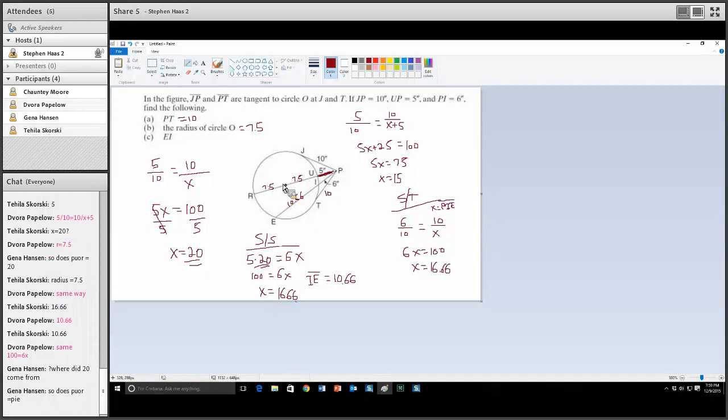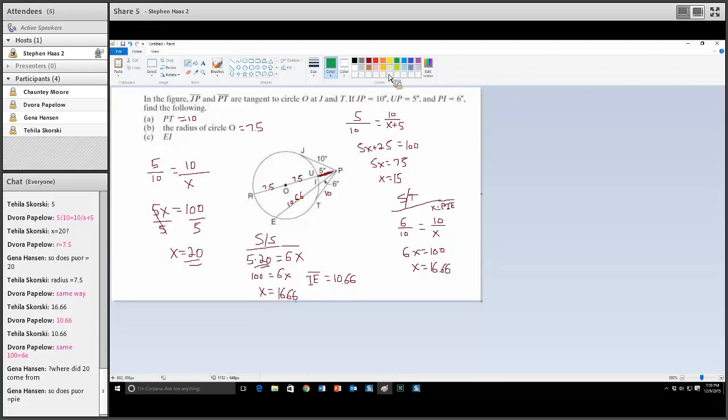No, PUR is not the same. They're both secants, but they're not equal to each other. They are proportional. If you multiply the external part times the entire thing, it will equal the external part times the entire thing of the other one. But they're not equal to each other. They both happen to be secants. But of course, PUOR is going to be a little bit longer than PIE. PIE, as we figured out, was 16.6, whereas PUOR was 20 altogether.